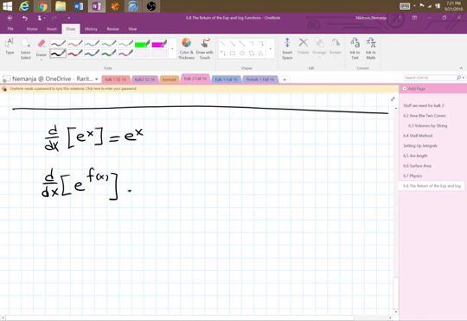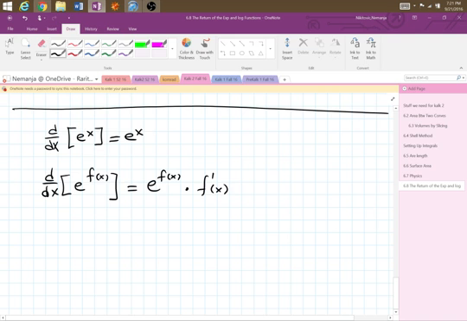And if we apply the chain rule, we have it this way. Are we all agreeing on this? Remembering it from Calc 1.